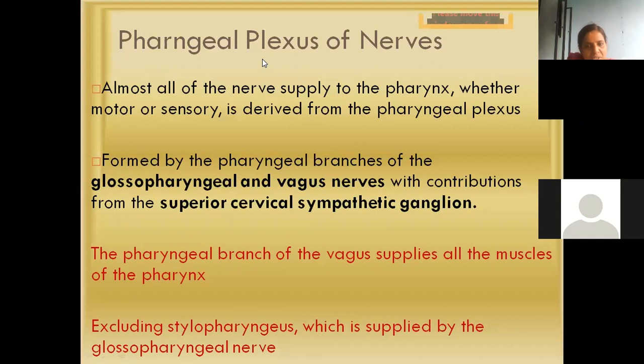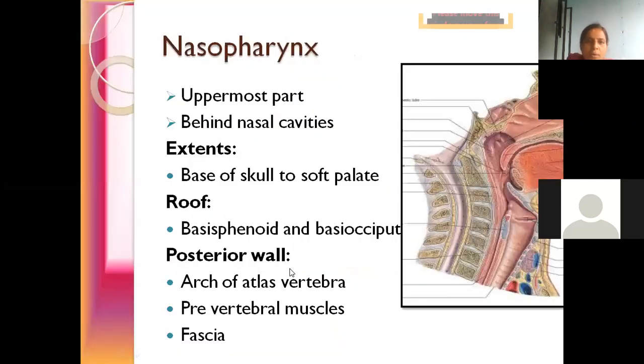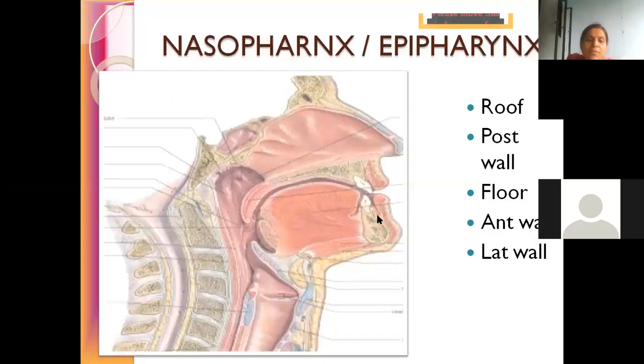Yesterday we got this question, right? Pharyngeal plexus of nerves. I said glossopharyngeal, vagus, and also some of the nerves from the superior cervical sympathetic ganglion. I also told you accessory, right? Spinal accessory. These all actually form a network in the pharynx and they supply the pharyngeal muscles, right? So they form the pharyngeal plexus of nerves. Okay, you just name the nerves, that is enough. You need not go into other details.